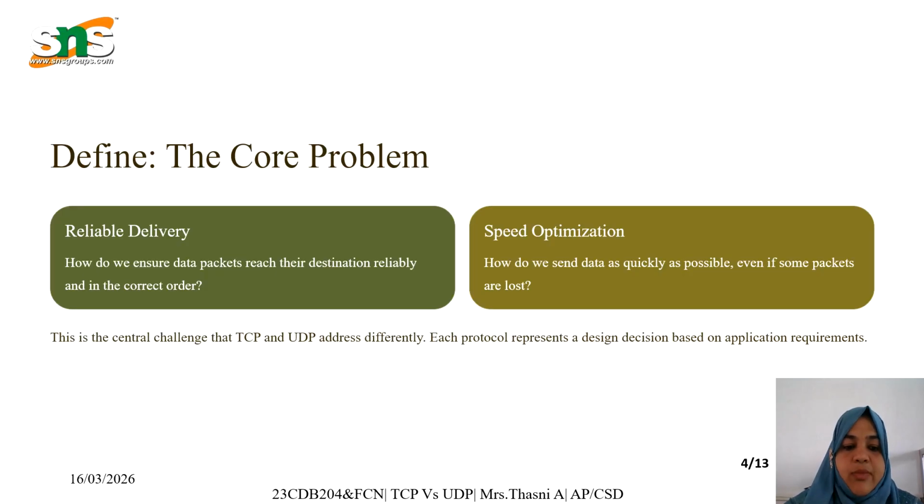So here the core problem for TCP and UDP is reliable delivery and speed optimization. In reliable delivery: how do we ensure data packets reach their destination reliably and in the correct order? Whereas in speed optimization: how do we send the data as quickly as possible, even if some packets are lost? This is the central challenge that TCP and UDP address differently. Each protocol represents a design decision based on the application requirement.